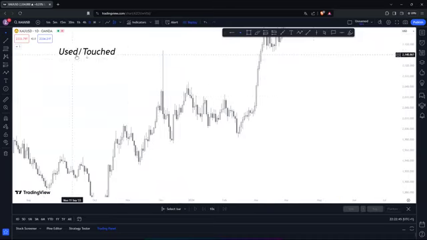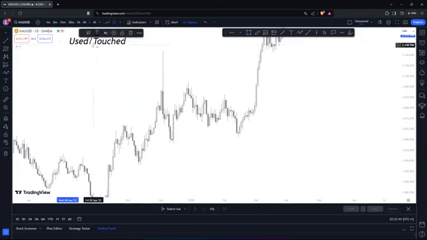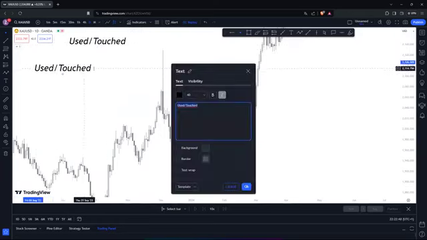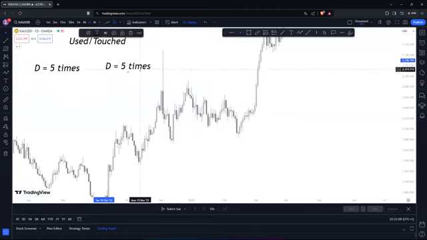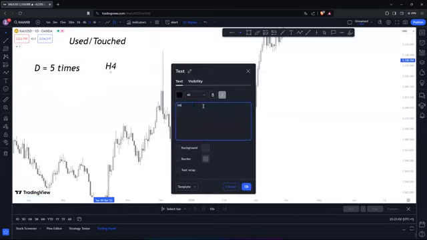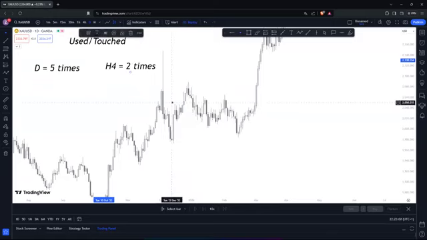So touched and used, okay, this rule for the daily, I know you don't know what that's for now, but just for the daily, remember that it is 5 times. Remember that it is 5 times. For the H4, remember it is 2 times, okay? H4 or less, okay, H4 or less.